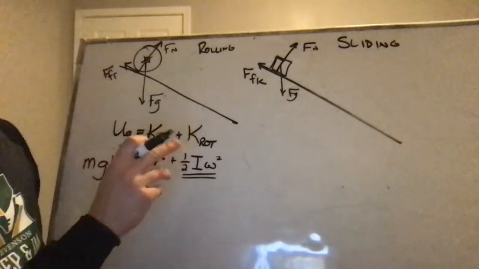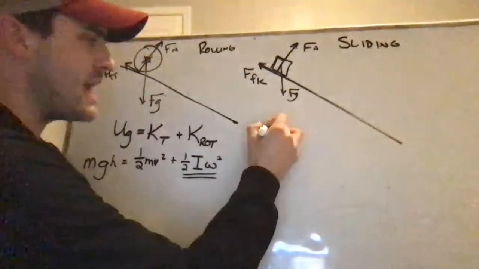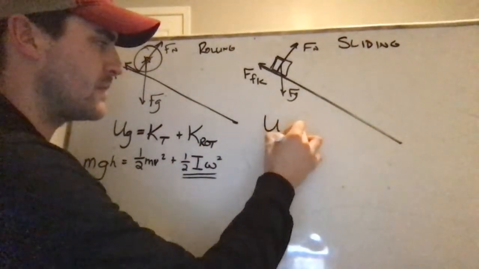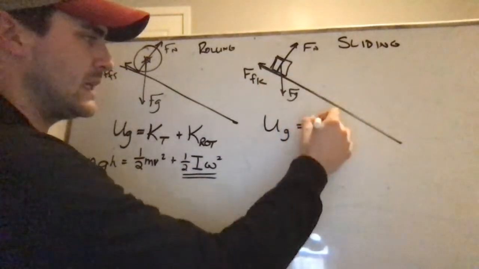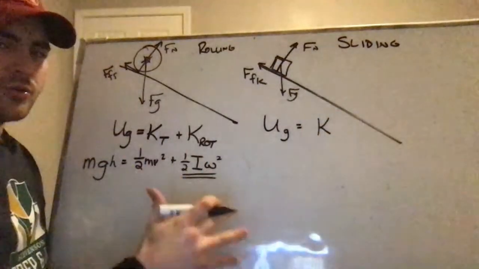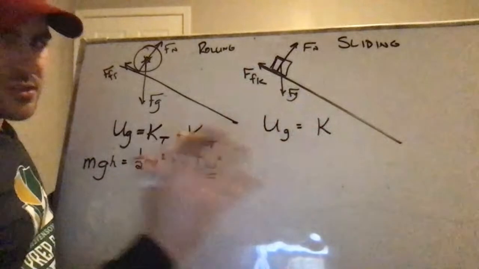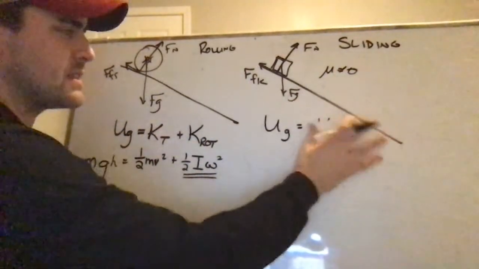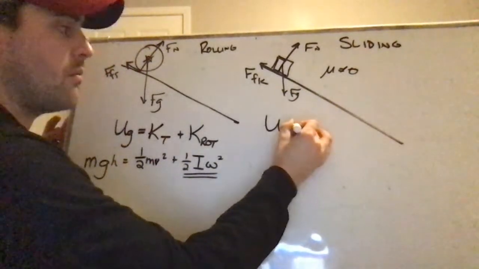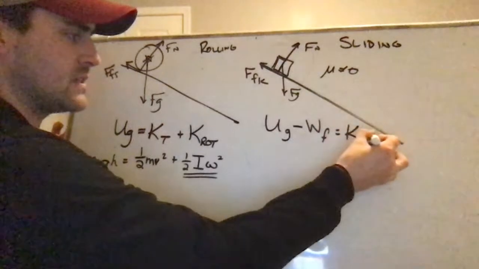Now let's compare that to what it looks like when we're sliding down a ramp. If we were going to slide down the ramp, we would say UG is equal to kinetic energy. Now that's true if there's no friction on my ramp, but I already said there was friction, right? There's a force of friction, so I can say mu is not equal to 0. So let's rewrite this. UG minus the work done by friction is equal to the kinetic translational energy.